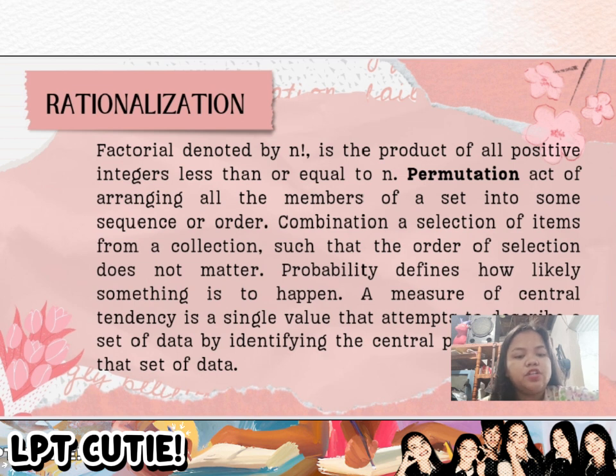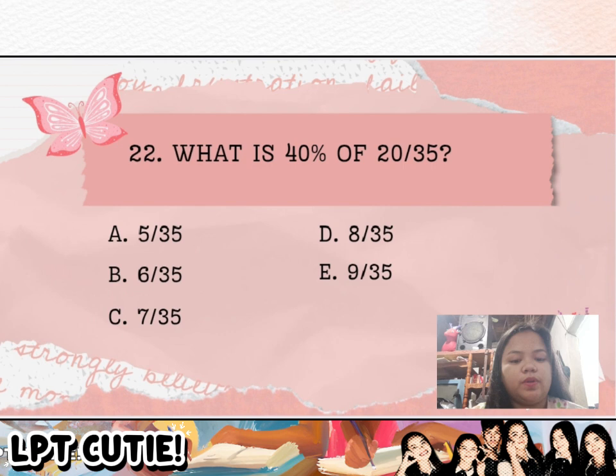And a measure of central tendency is a single value that attempts to describe a set of data by identifying the central position within that set of data. So the correct answer is letter B, permutation, because permutation is the act of arranging all the members of a set into some sequence or order. Number 22.